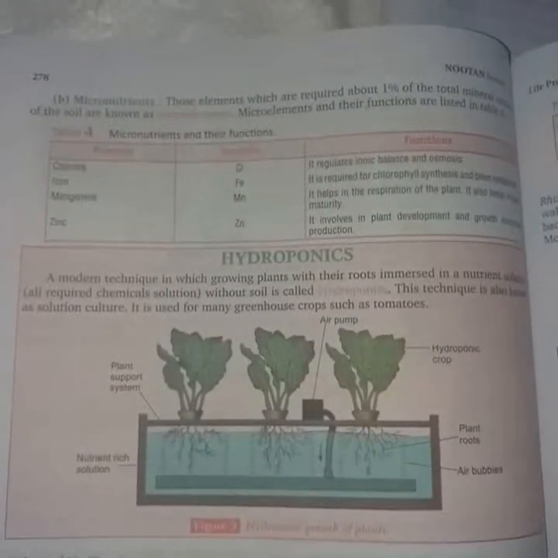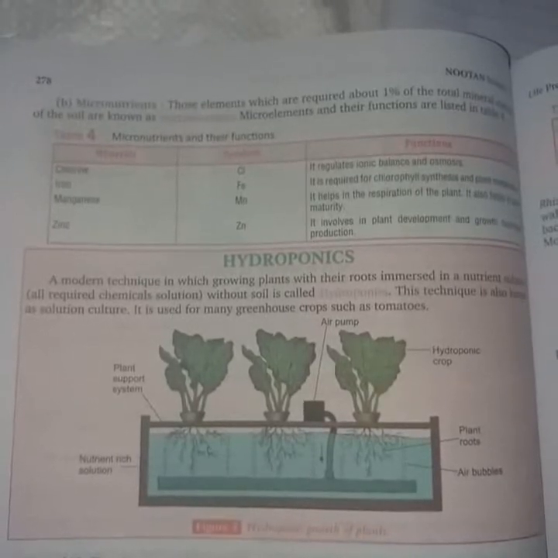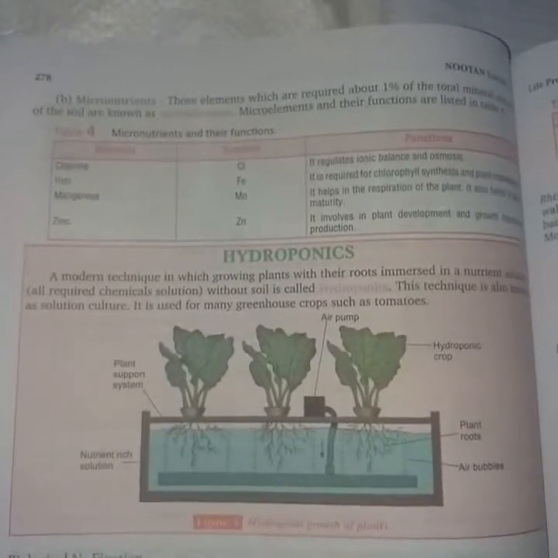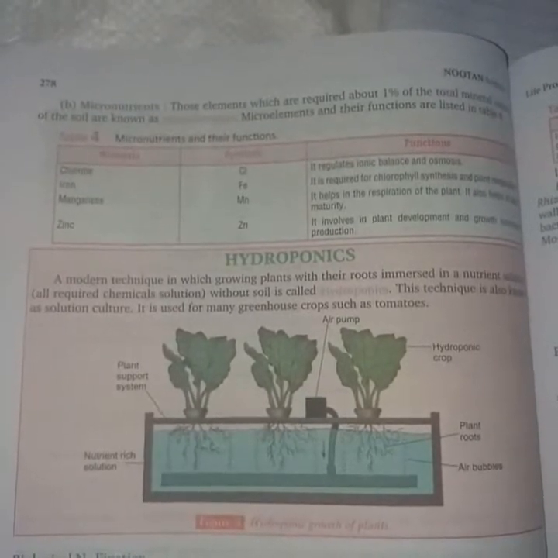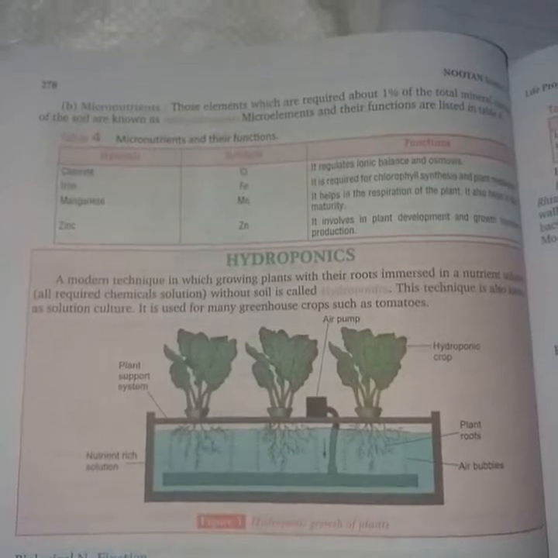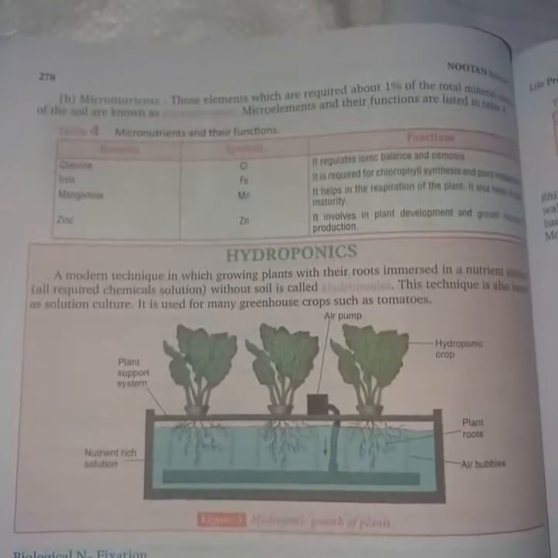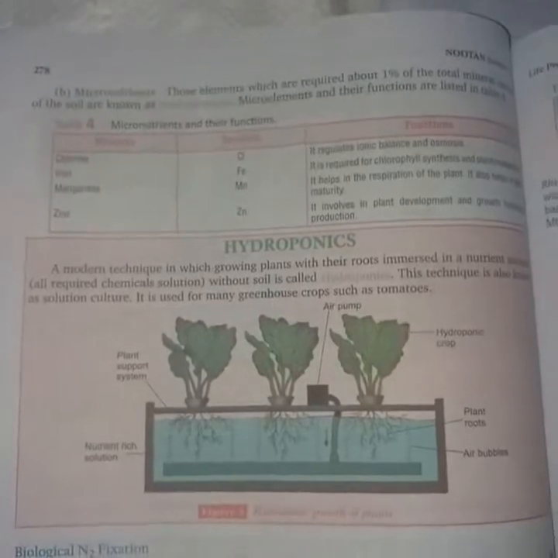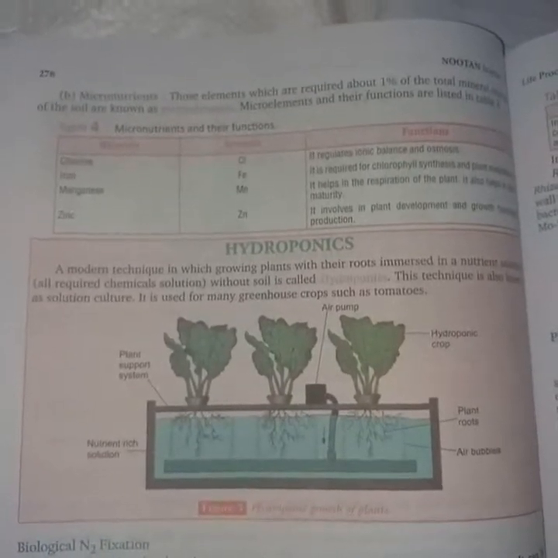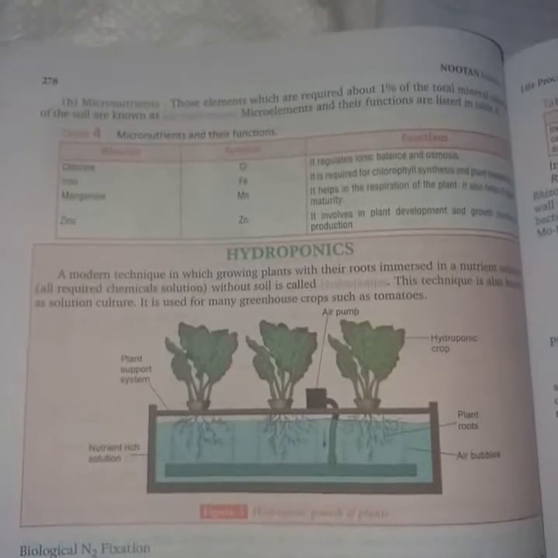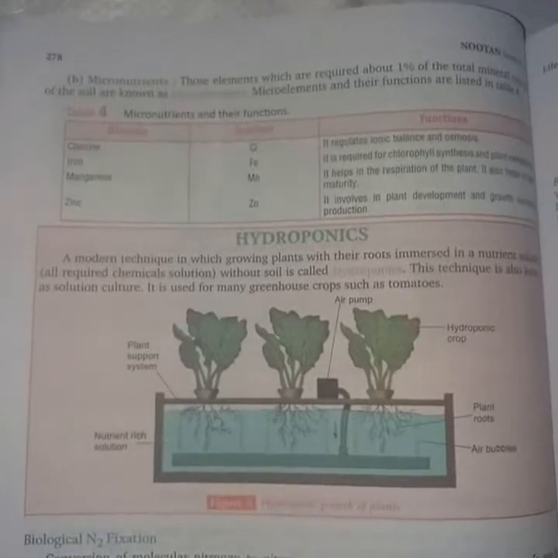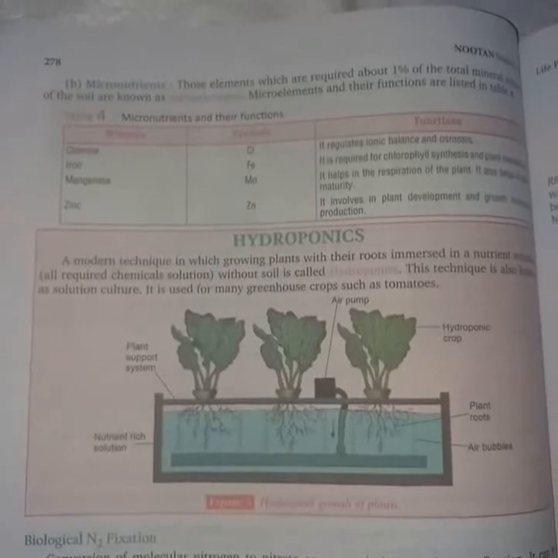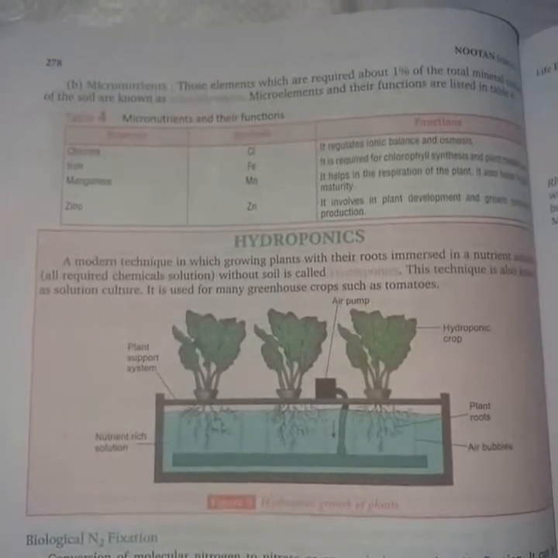This technique is also known as solution culture because in this technique plants are growing in solution, so it is called solution culture. Solution culture is similar to tissue culture, but in tissue culture plants grow with the help of tissues, but in solution culture plants grow in a solution.